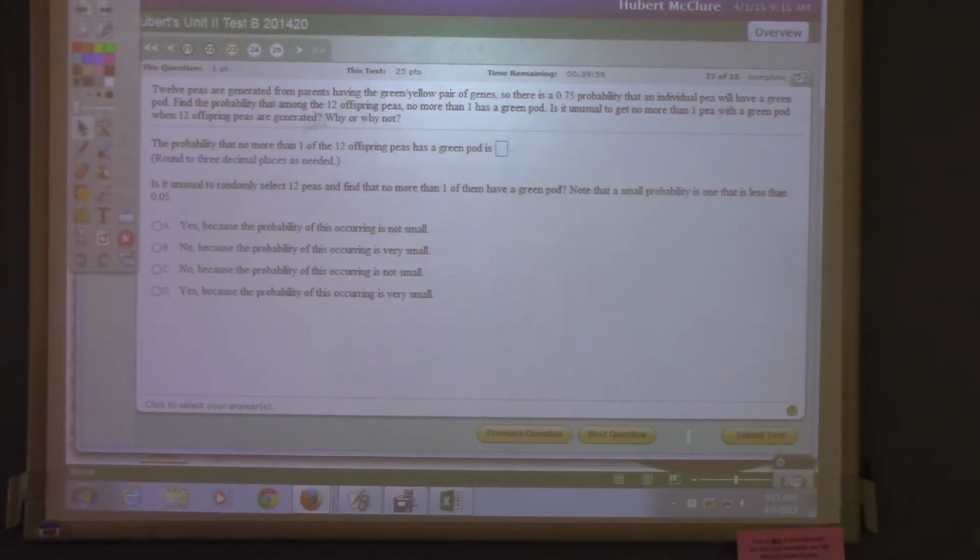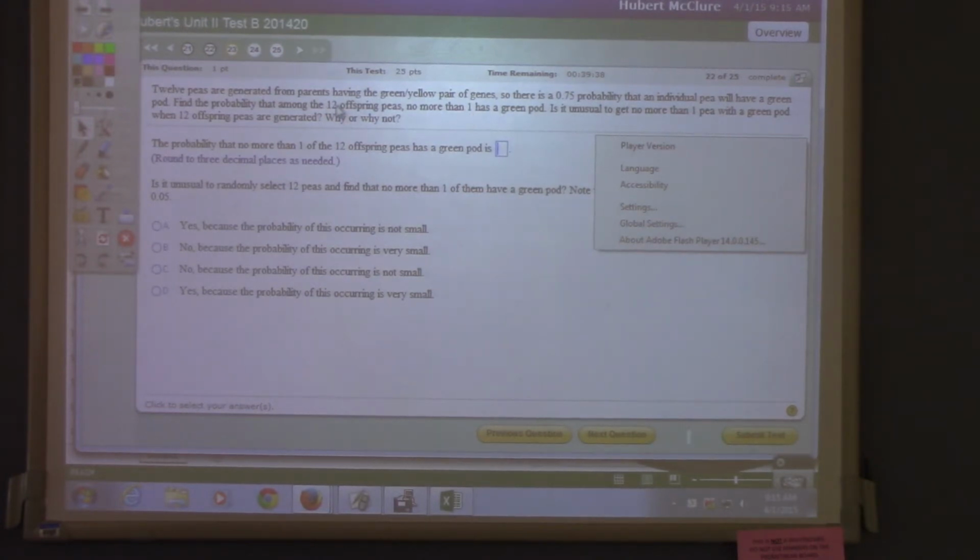12 peas are generated from parents having the green, yellow pair of genes of peas. So there is a 0.75 probability that an individual pea will have a green pod. Find the probability that among the 12 offspring peas, no more than one has a green pod. So what's that? There's your one right there.